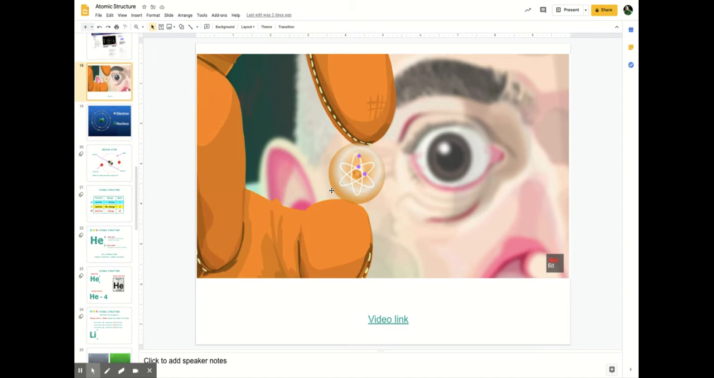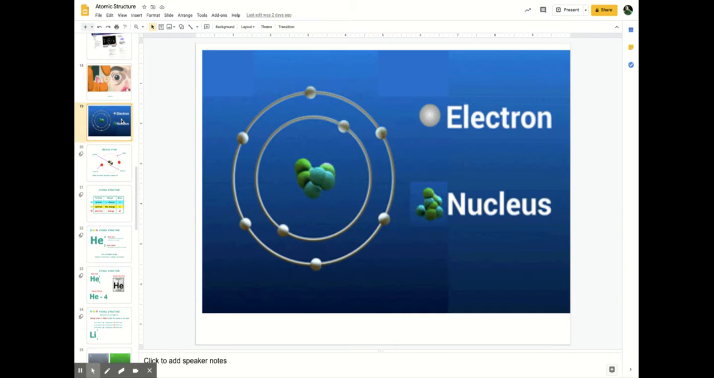What's the size of an atom, or what really is the size of an atom? So make sure you watch that about 5 minute Edpuzzle right before this. All right. But what is an atom?